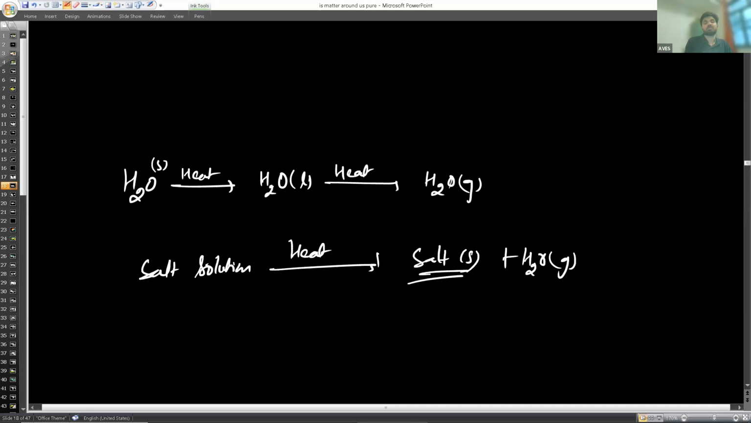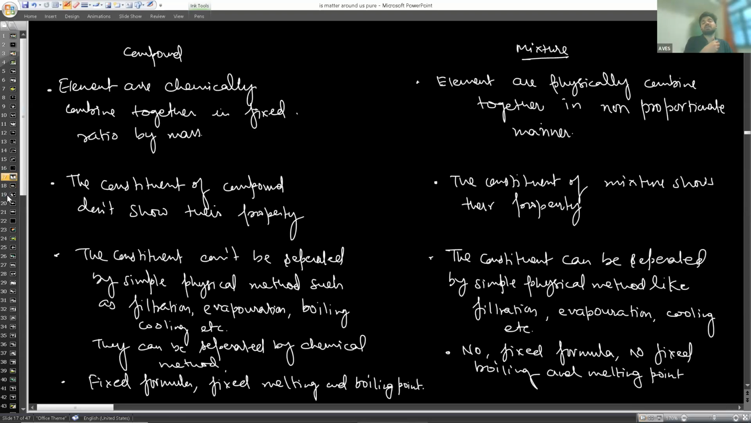Sorry, water gets evaporated. So you will find that we can easily separate the water and salt on heating from a salt solution. But you can't separate the constituents of a compound. Like you can't separate the hydrogen gas and oxygen gas when you are evaporating the water. So the constituents of a compound can't be separated by simple physical methods such as filtration, evaporation, boiling, and cooling. Here, the constituents of a mixture can be separated by simple physical methods like filtration, evaporation, cooling.